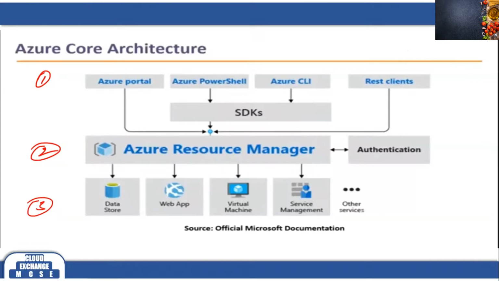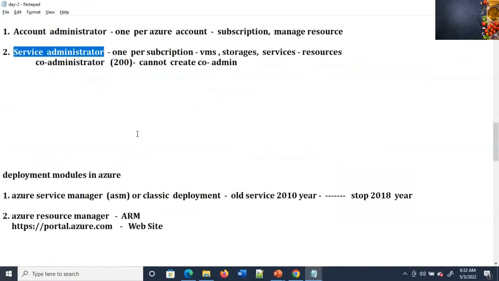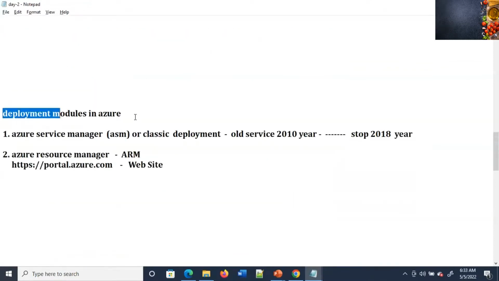So what is Microsoft saying? Microsoft is saying we have deployment models in Azure. Previously, guys, when Microsoft started this service in the year 2010, how were we logging to the Azure portal page to access Microsoft data center services? We were using the Azure Service Manager page, in short ASM. It is also called the classic deployment method, guys, means old method. And here everything we are managing individually.